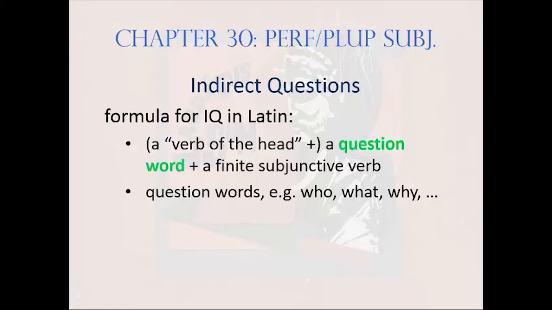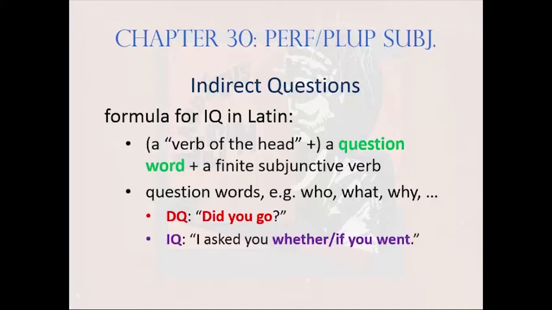For instance, did you go? Not when did you go, why did you go, where did you go, just did you go? You need something telling the listeners or readers they're heading into an indirect question. Here English uses whether or if, as in, I asked you whether or if you went. Latin uses an or num, the counterparts of English whether or if.